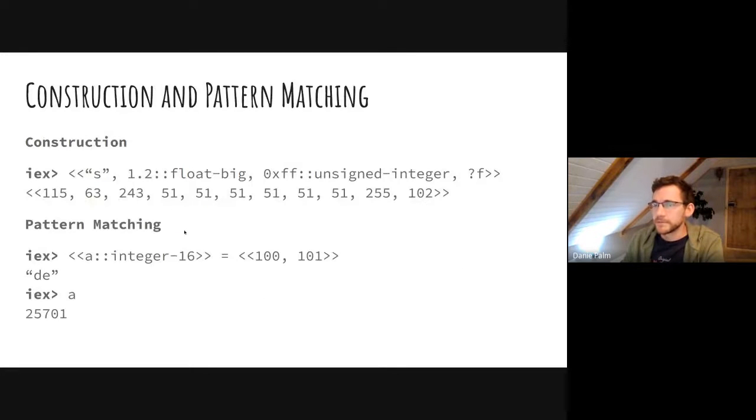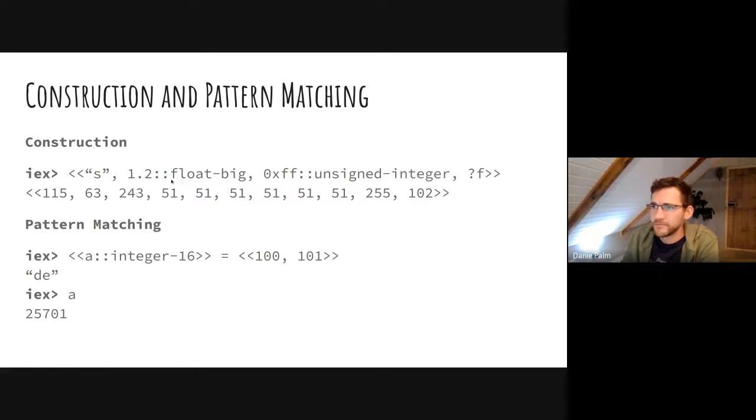Just as I've said, these modifiers are important or useful when you do construction and pattern matching. So let's construct a binary. Let's say I want to start off with the string s. Then I want a float of value 1.2. Here I didn't modify the string. If you don't modify a string, the double quotes are modification enough. It basically means it's a binary.